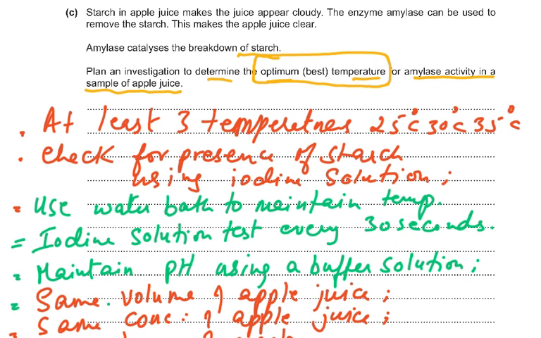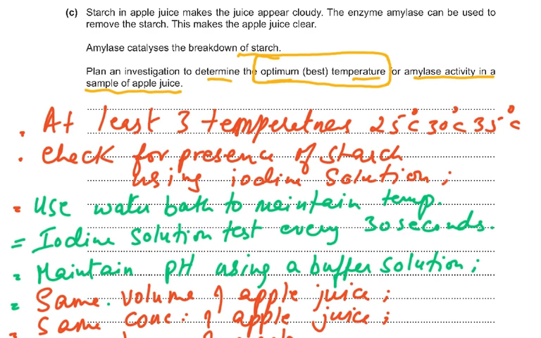Now, as you can see in these planning and investigations, you have to give me quite a few points to be able to get these marks. So there's a very standard procedure by which we do these questions. Whenever you are asked to change something, which is the independent variable, you say at least 3 temperatures or at least 3 pH, or whatever you have to change. Then how will you check the result? The result is always the dependent variable. So you will check for the presence of starch using an iodine solution.